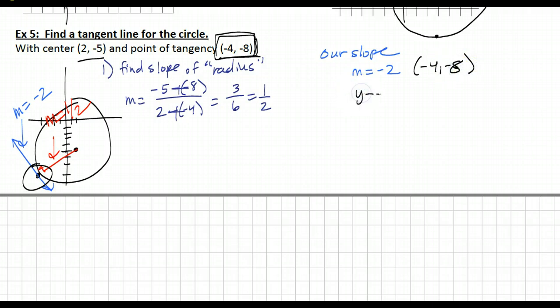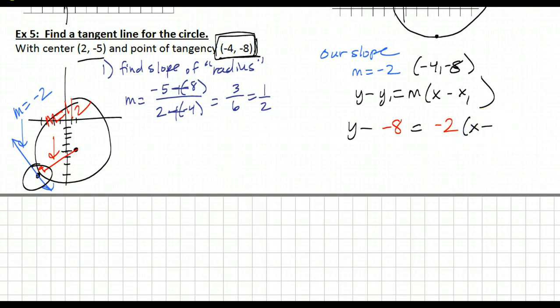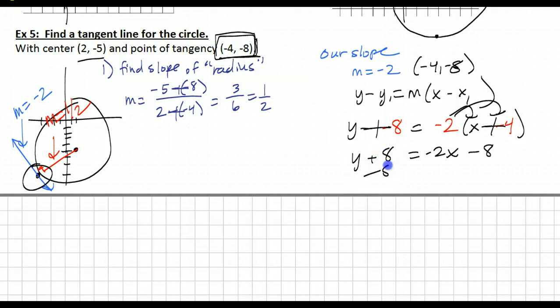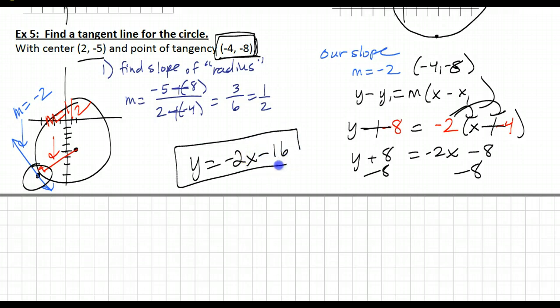So now I'm just going to take my y minus y1 equals m times x minus x1. And I'm going to plug in my values. So y minus a -8 equals -2 times x minus a -4. Those are going to turn to pluses. Let's do it. And then distribute, so I get -2x minus 8. Subtract 8, subtract 8. Okay, so the equation of that blue line is y = -2x minus 16. Again, just by eyeballing it, that seems correct. It looks like the y-intercept is going to go way down here somewhere.